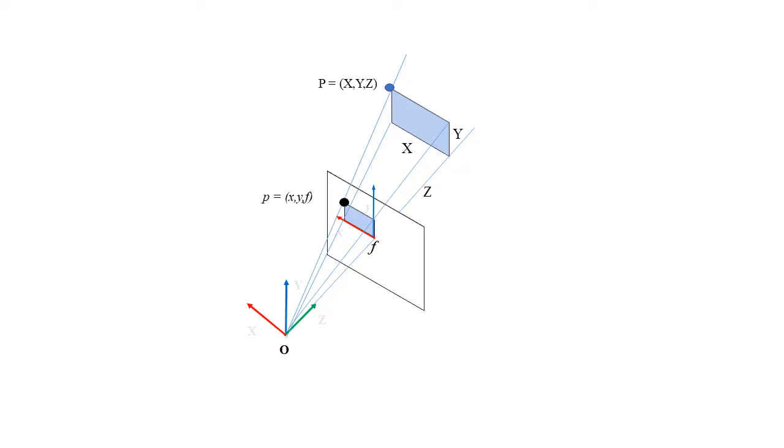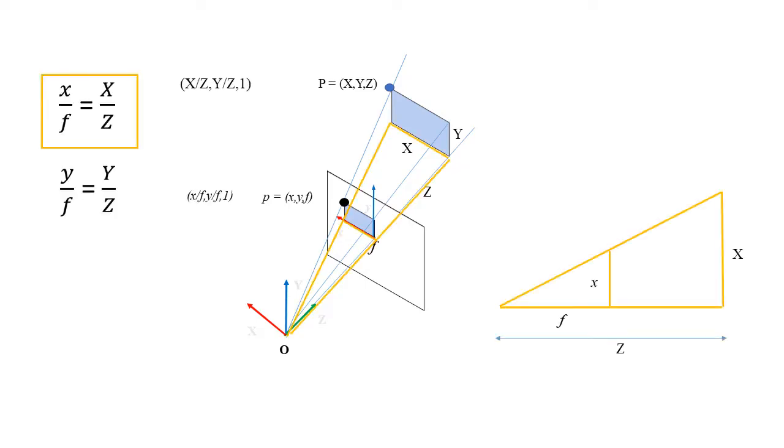The distance between the camera origin and the image plane is focal length F, which is in the Z-axis direction. So that's why we have the Z-coordinate as F, along with the small X and Y coordinates. This graphic has a lot going on in it. Let me break it down for you step by step.